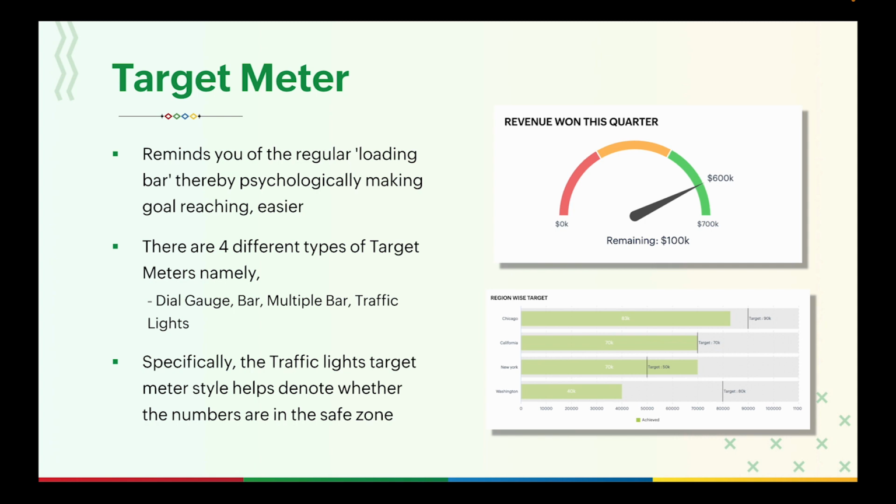You'll be able to view the number of leads generated in the current year, annual revenue for the last quarter, or even sales target achieved in the past few months. You will not have to run through a pile of reports, as all you have to do is choose the right target meter and define the relevant parameters to get the data. Based on your business requirement, Zoho CRM lets you choose from 4 different types of target meters: dial gauge, bar, multiple bar, and traffic lights. Let's take a look at a quick demo on how to use target meters.